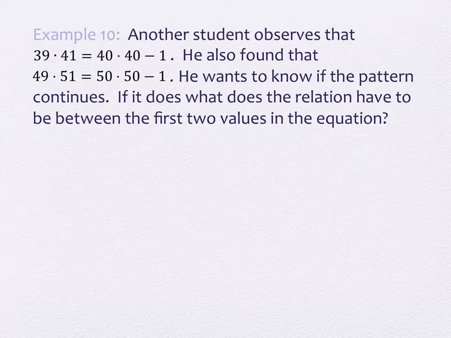Another student observes that 39 times 41 is 40 times 40 minus 1. And 49 times 51 is actually 50 times 50 minus 1. And he wants to know if the pattern continues. Can you always do this? And if it does, what relationship has to happen between the first two values? How do they have to be connected, or in what relationship do they have to be between the first two numbers for this to happen? So how could we test to see if this pattern continues?